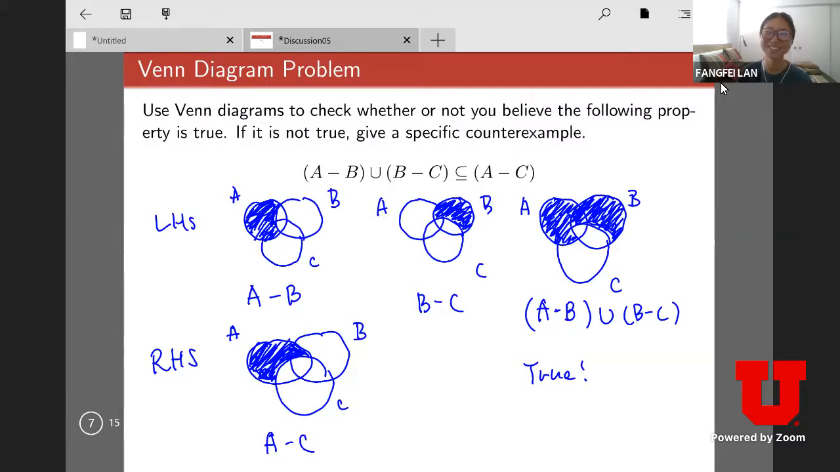Really? I think the other way around is true, right? So this is not true. The other way around is true. So the A minus C is in this, right? Like where this sign right here is saying the left-hand side is inside of the right-hand side. Yes. The other way around is true. So if the sign flips over, so the right-hand side is inside of the left-hand side, then that is true, but this is not true.